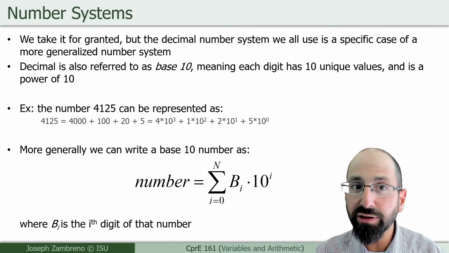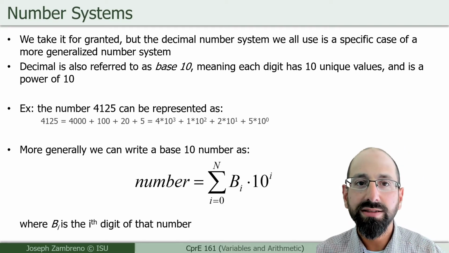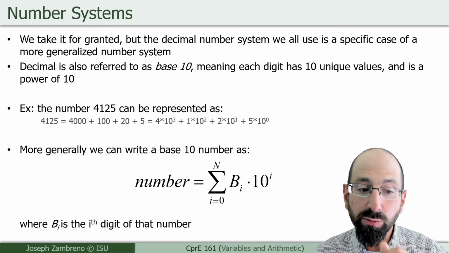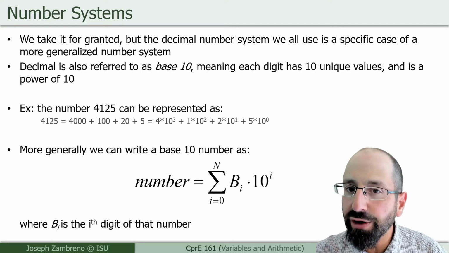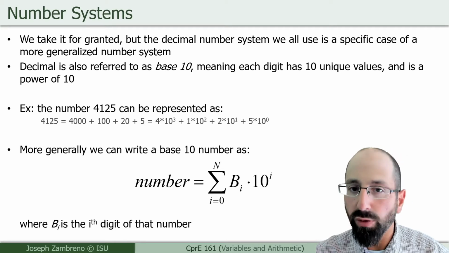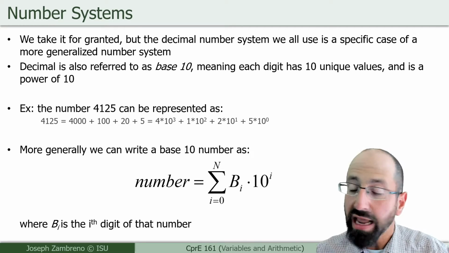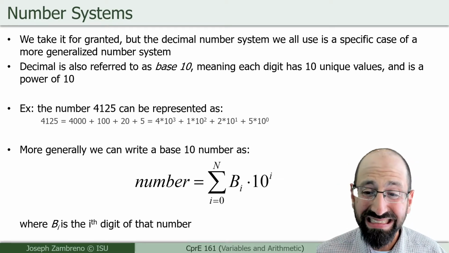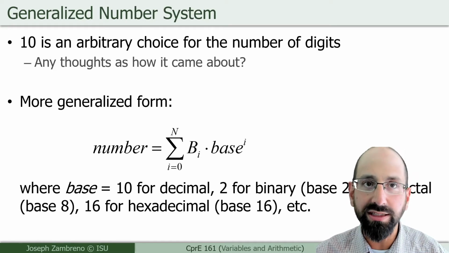And we can think of that more generally as 4 times 10 to the third plus 1 times 10 to the 2 plus 2 times 10 to the 1 plus 5 times 10 to the 0. And so more generally, we can write our decimal or base 10 numbers as a summation of the individual terms multiplied by 10 to the power of i, where b sub i is the ith digit of that number. It can be for an arbitrary number of digits here. But the takeaway is that 10 is also actually an arbitrary choice for the number of our digits.